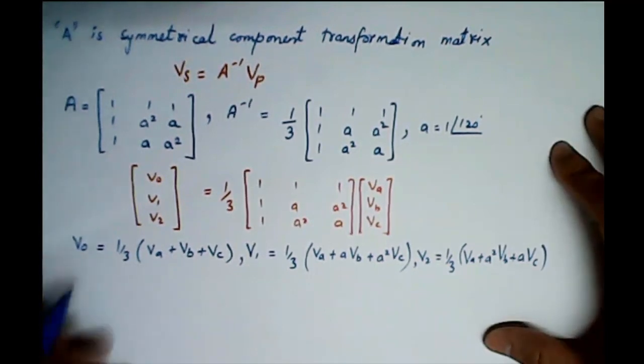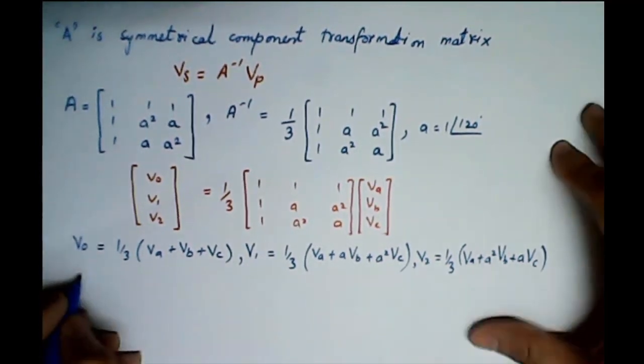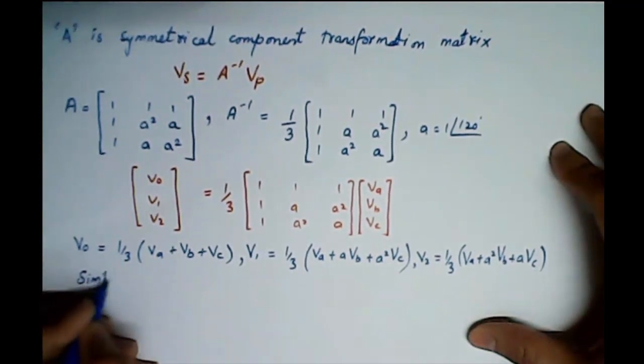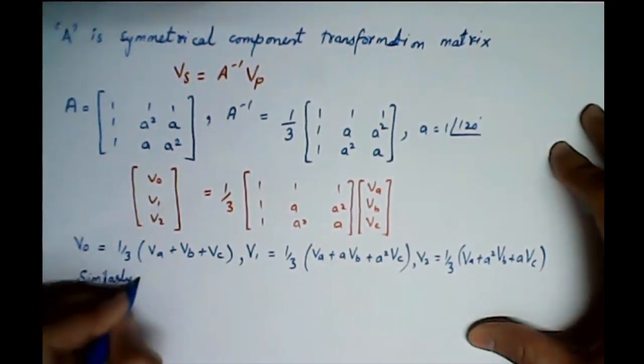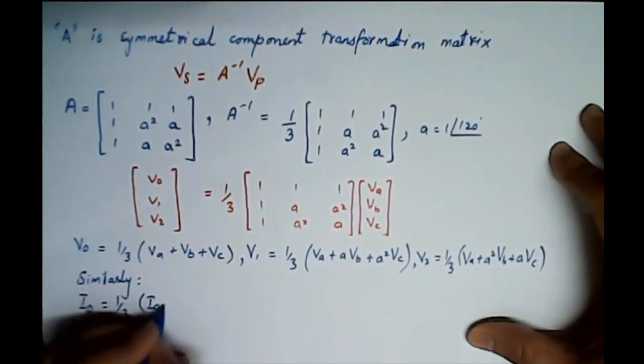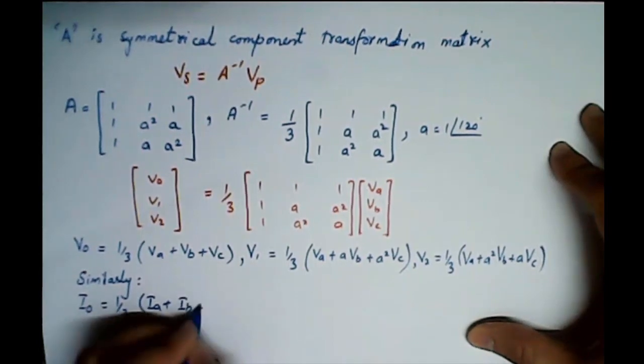And similarly, if we want to find the currents, I0, the zero sequence current, will be equal to 1 over 3 (IA plus IB plus IC).